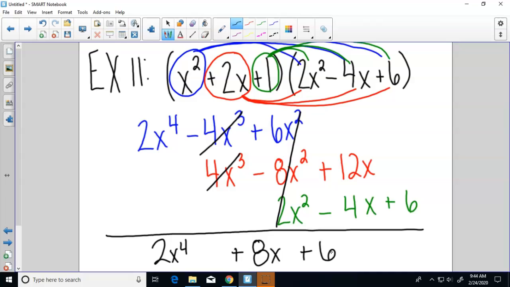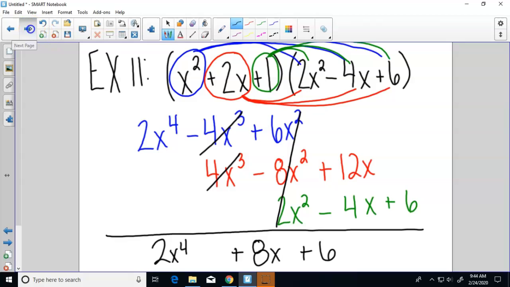Okay, if I'm multiplying a trinomial times a trinomial, I either do this, or I'm going to do the box method that I'm getting ready to show you on the next problem. Because it is a little bit difficult to keep all the terms separate. Okay, questions?